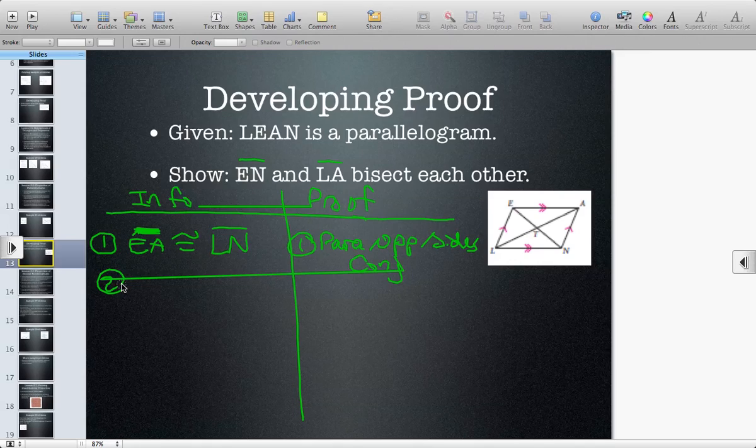Second, we know that angle AEN is congruent to angle LNE because of the alternate interior angles conjecture, since the sides are parallel. That's this angle over here, AEN, and then LNE is this angle here.